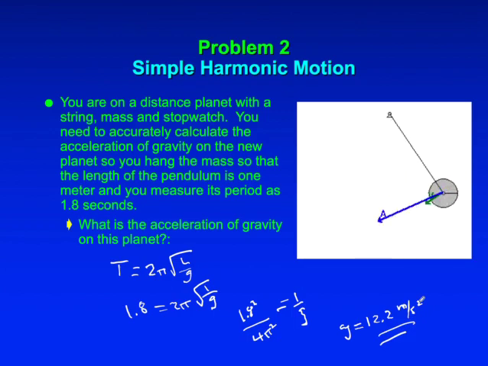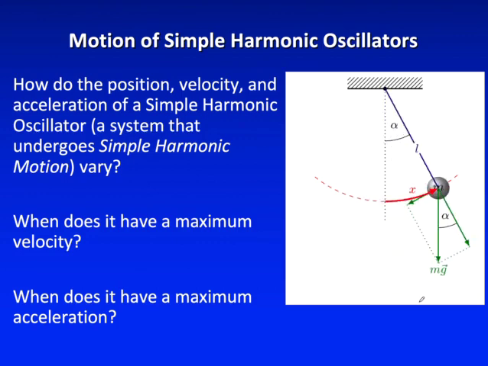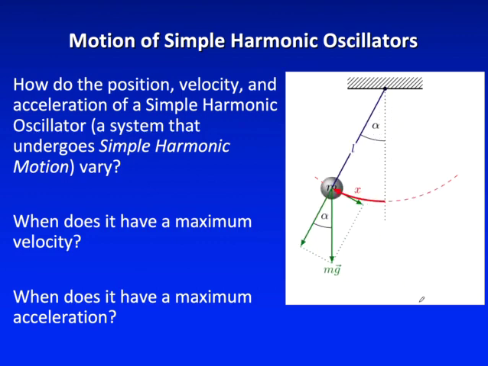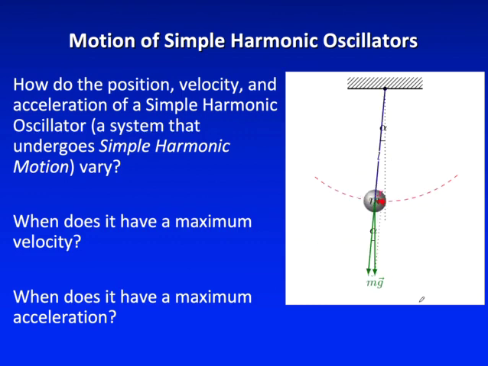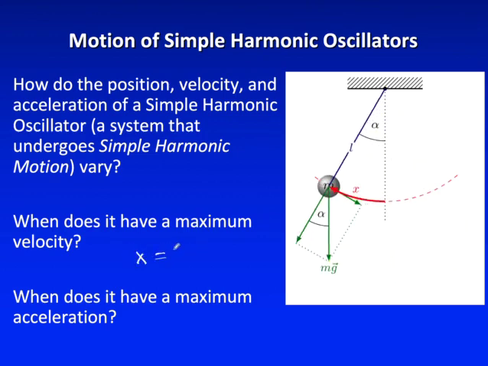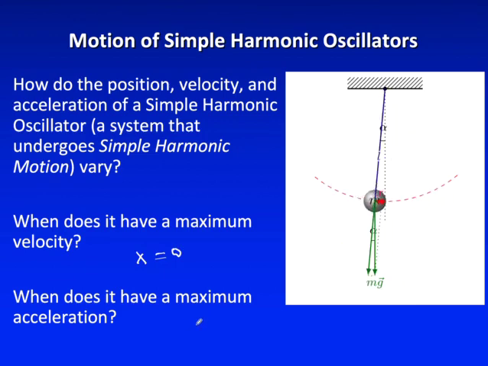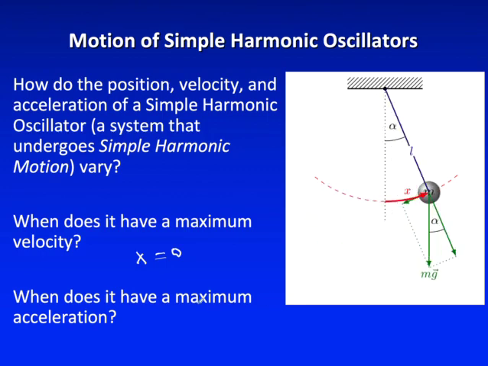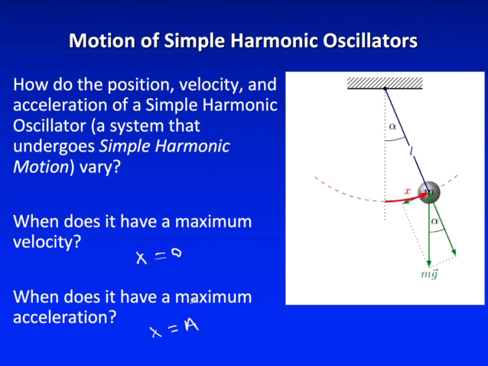Yep. Good. All right. How do the position, velocity, and acceleration of a simple harmonic oscillator vary? Well, remember they are sinusoidal functions. The question is, when does it have a maximum velocity? And that is when x is equal to 0, when it's at its equilibrium position. When does it have a maximum acceleration or a greatest restoring force acting on it? And that would be when x is equal to the amplitude, when it's at its maximum displacement.